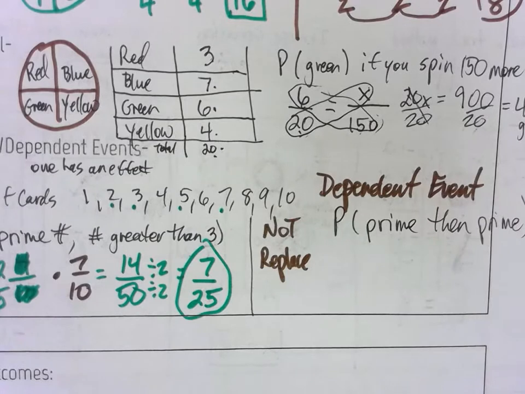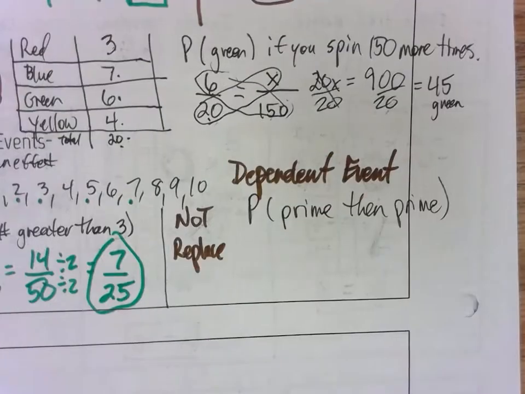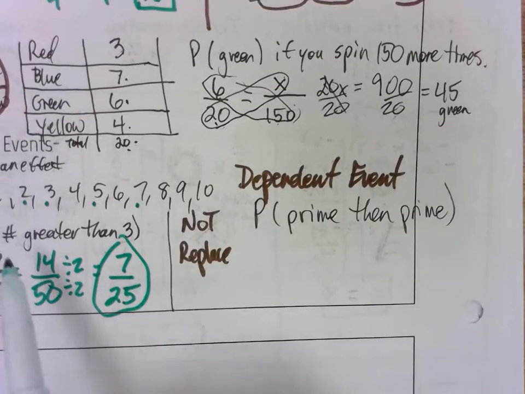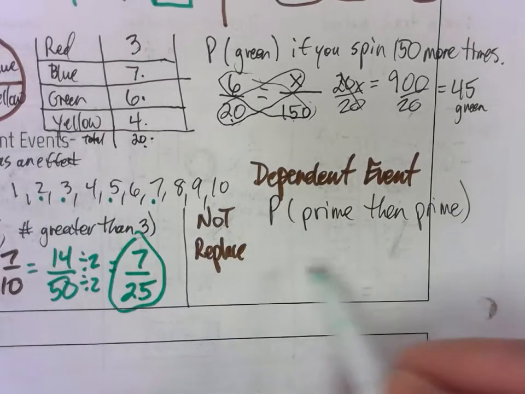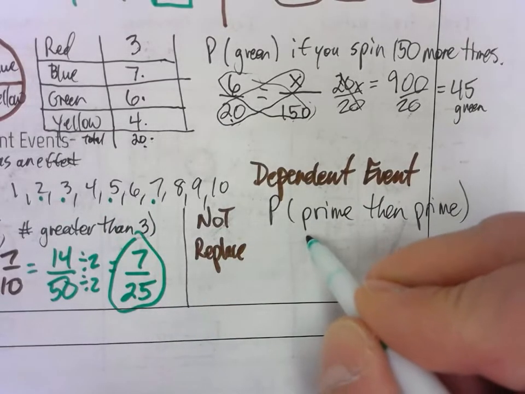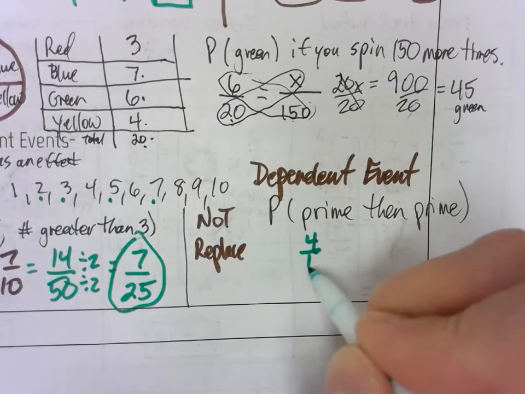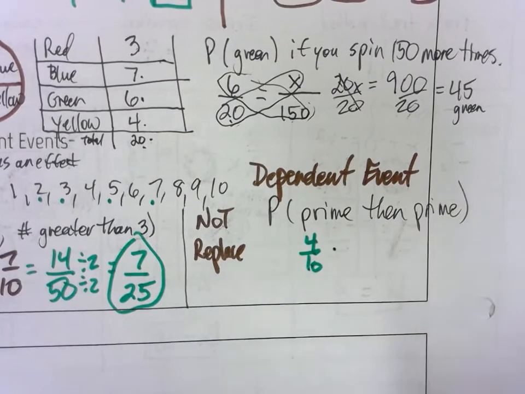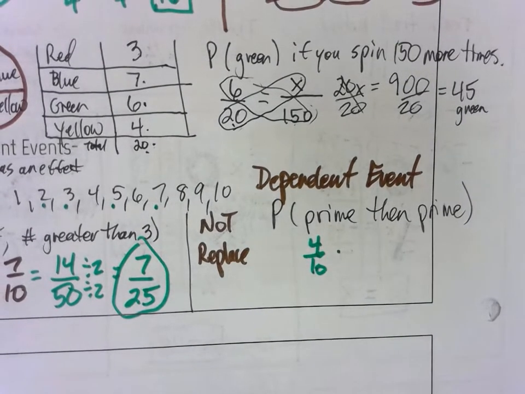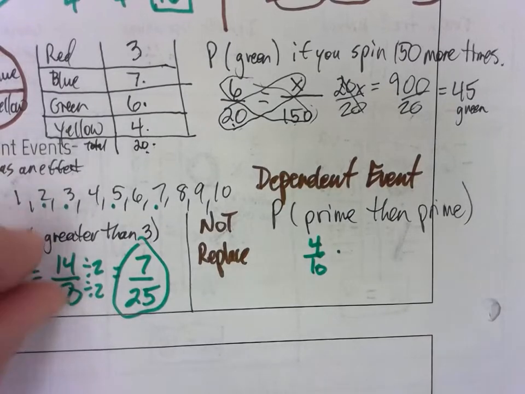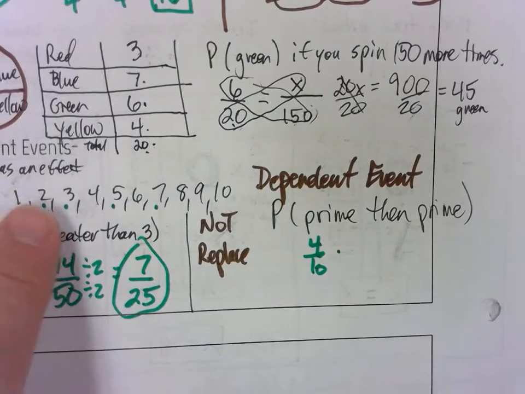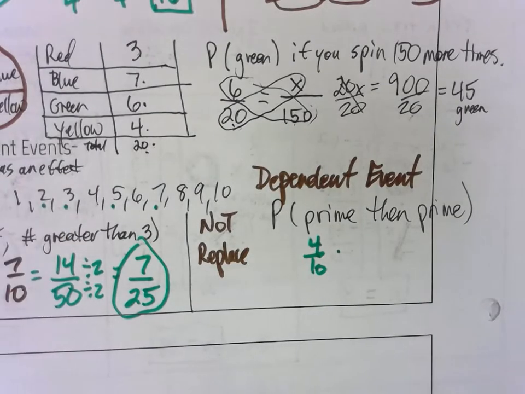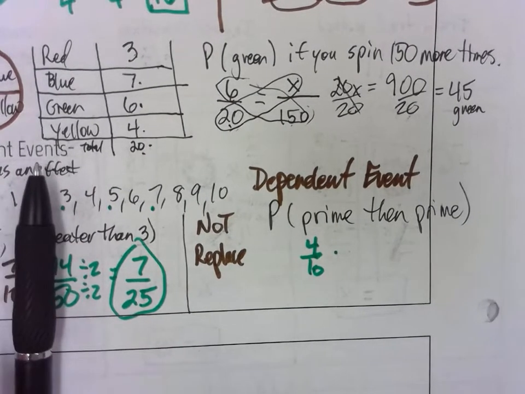Again, the prime numbers are 2, 3, 5, and 7. So to start with, the probability of pulling out a prime number is 4 tenths. Then you pretend you actually pull a prime number out of the pot, or out of the hat, or whatever. I'm just going to pretend that I pulled out the number 2. I'm just going to cover it up with the little end of my pen right there.